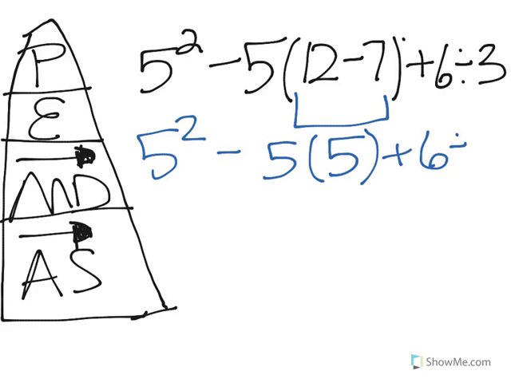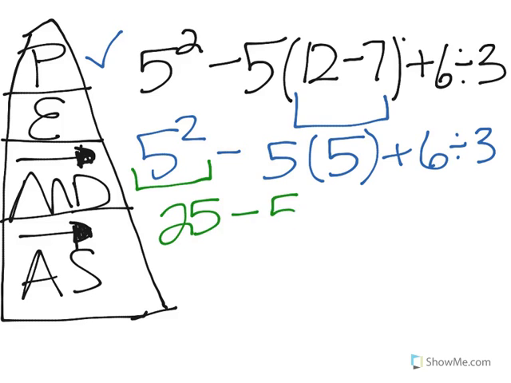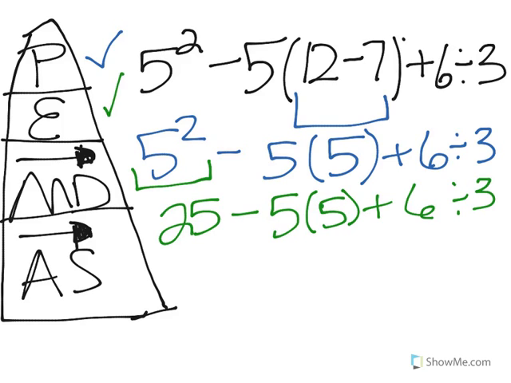You only do one thing at a time. Next, and we check because we finished the parentheses. The second step is exponents. Well, our exponent is 5 to the power of 2. So 5 times 5 is 25. Minus, bring everything down. Plus 6 divided by 3. And we check because we finished that step.